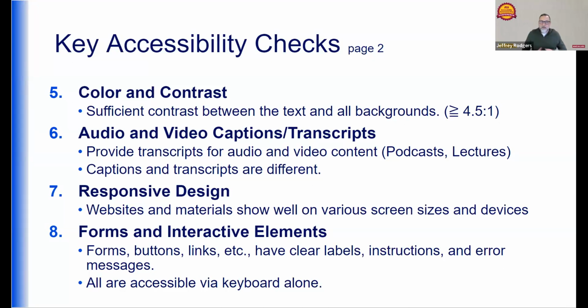So continuing on, so our key accessibility checks, number 5 would be color contrast. So just making sure there's sufficient contrast between the text and the background. And the rule that we like to follow with WCAG is basically 4.5 to 1. And so something that has a contrast between the font color being, say, like a black or a dark color, and then the background being white or light, that's the best you can get. And so if it's close to that, that's really good.